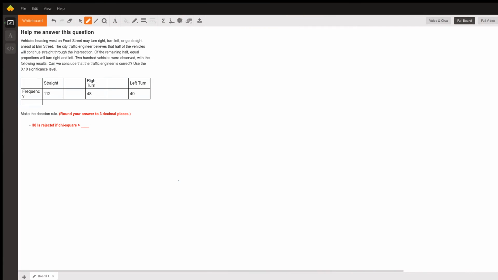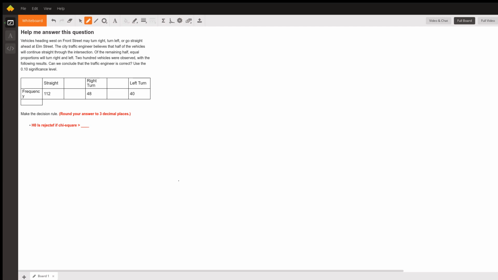This is a chi-square goodness of fit problem because we want to see if the observed frequencies match what the city engineer believes they will be. Our variable is the direction that cars are going to go if they're on Front Street approaching Elm Street. Are they going to go straight? They're going to take a right turn or a left turn. So we have three categories, categorical variables, three categories.